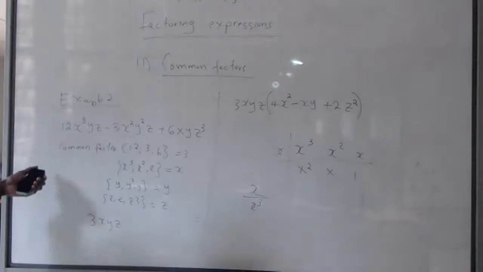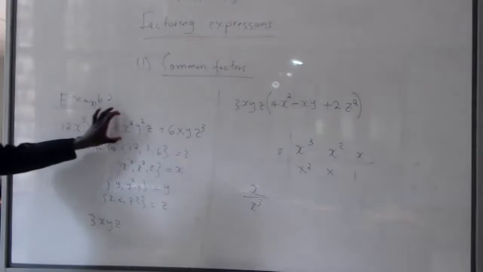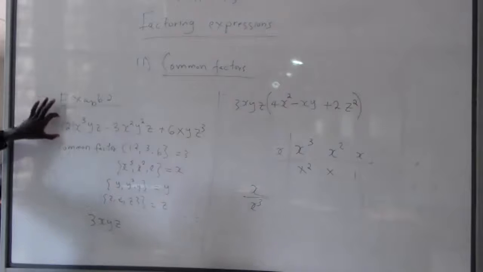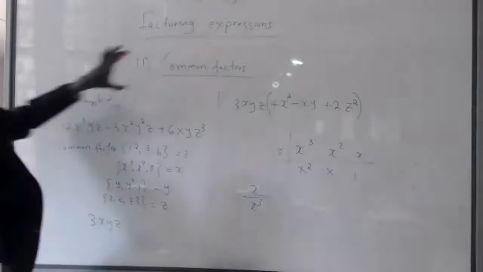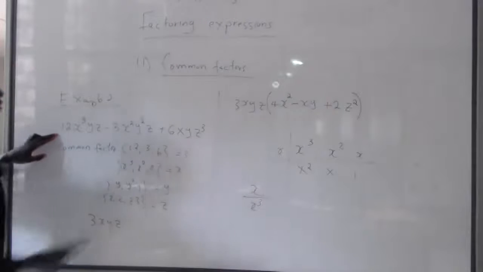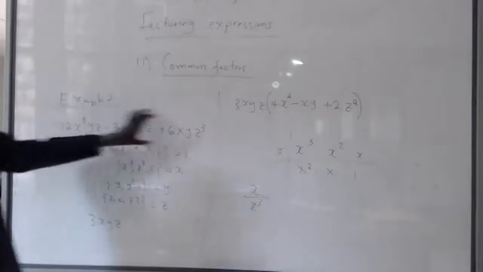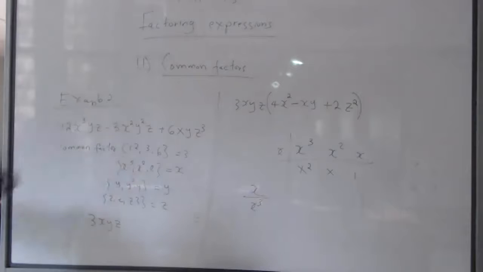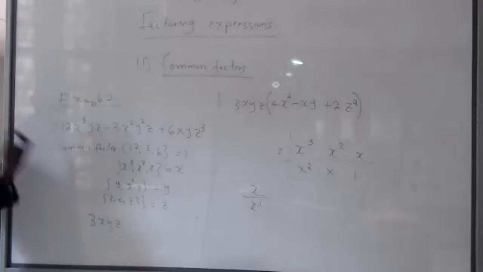Yes, we want to factorize 12x cubed yz minus that. We are to factorize this expression, and we are using the technique of common factor. So we need to identify which factor divides each of these terms in the expression. So I said first look for a factor for the numbers.